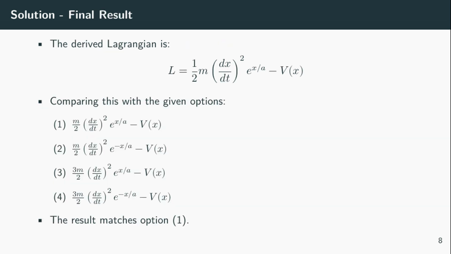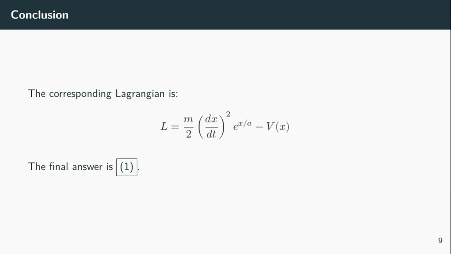Now we have the derived Lagrangian. Let's write it using the dx by dt notation for x dot. L equals 1 half m times dx by dt squared times e to the power of x over a minus V of x. Let's compare this with the options given in the question. Comparing our result, which is 1 half m dx by dt squared e to the power x over a minus V of x, we see that it exactly matches option number 1.